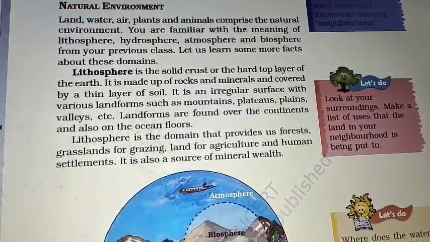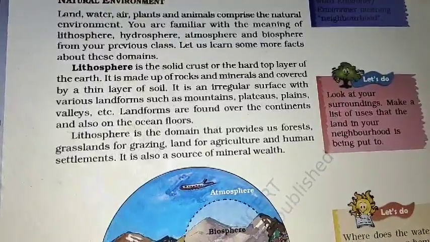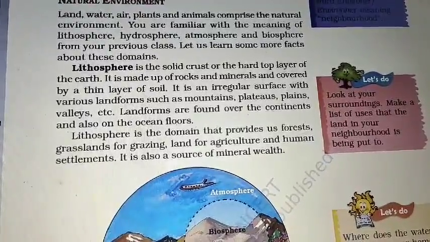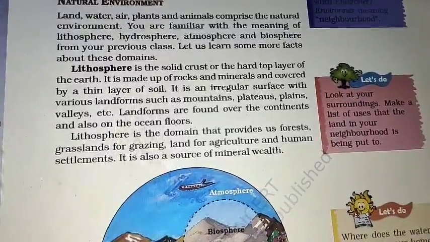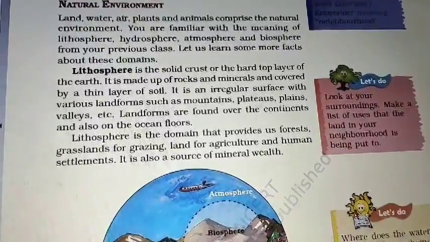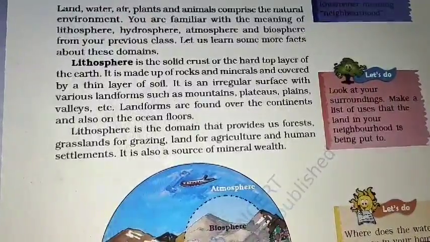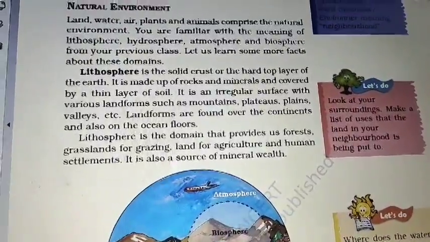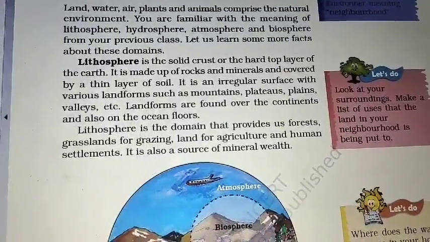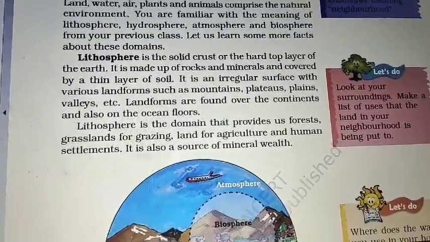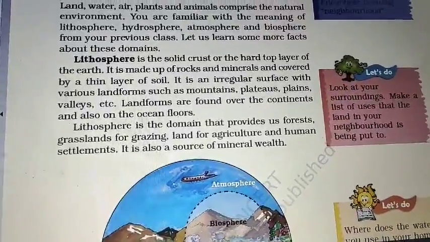What is the lithosphere? It's the top layer of the earth where we get a solid crust. That is known as the lithosphere. What is solid crust? It means where we get solid things, for example, rocks. We get a thin layer of soil, that is known as the lithosphere. Now in the lithosphere we get mountains also, plateaus, plains, valleys, etc. These all are the things which we get in the lithosphere.